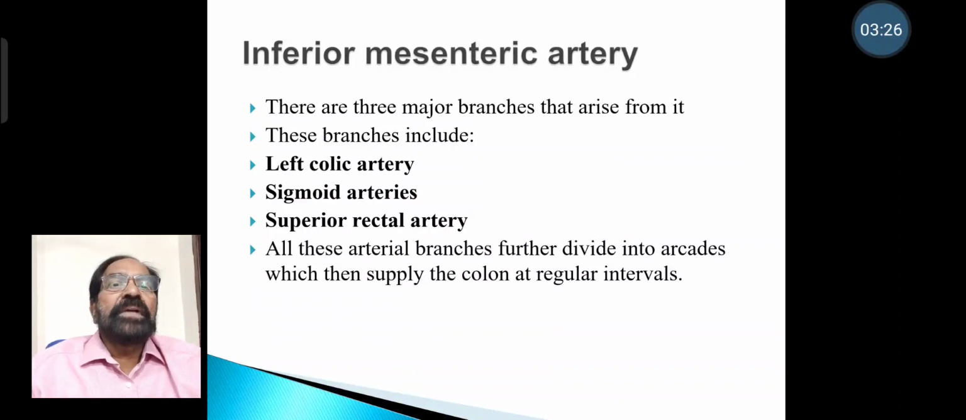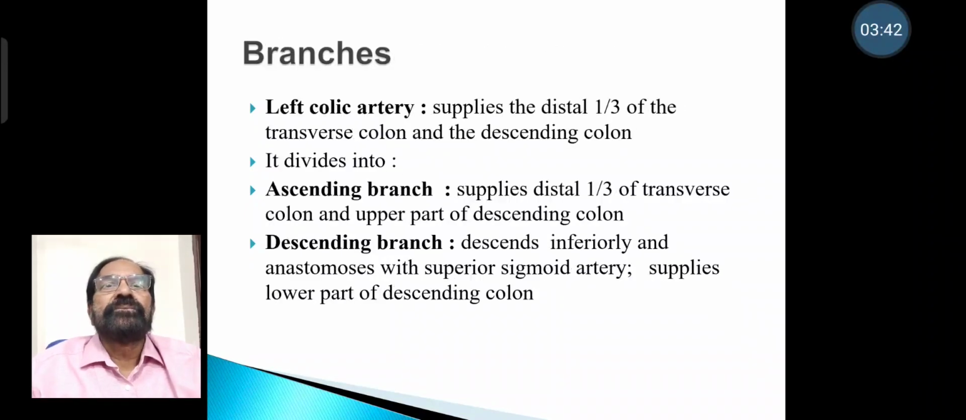There are 3 major branches that arise from it. These are left colic, sigmoidal arteries, superior rectal artery. All these arterial branches further divide into arcades which then supply the colon at regular intervals.